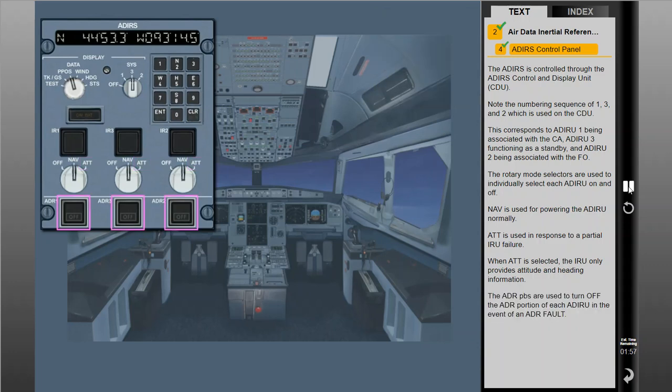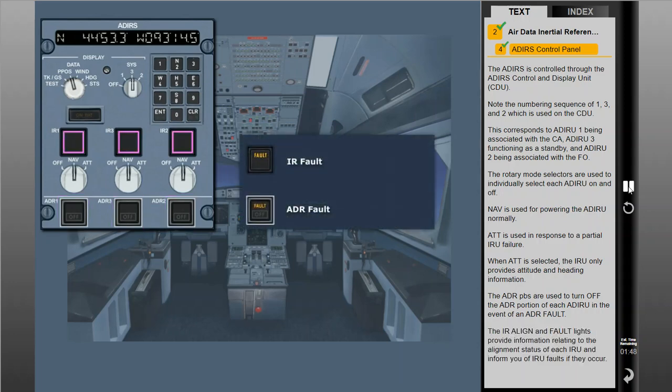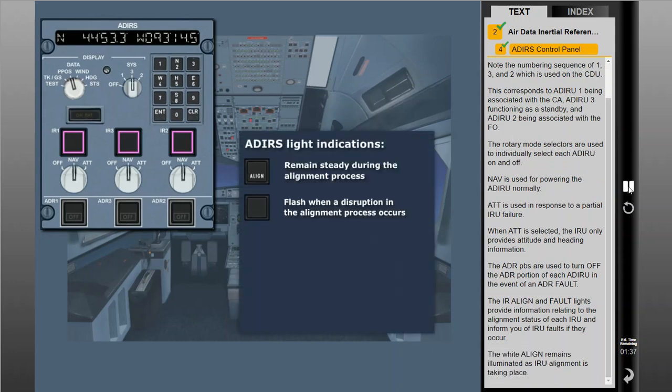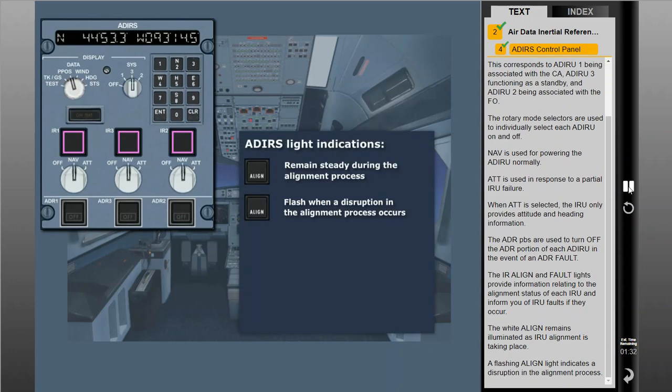The ADR push buttons are used to turn off the ADR portion of each ADIRU in the event of an ADR fault. The IR align and fault lights provide information relating to the alignment status of each IRU and inform you of IRU faults if they occur. The white align remains illuminated as IRU alignment is taking place. A flashing align light indicates a disruption in the alignment process.